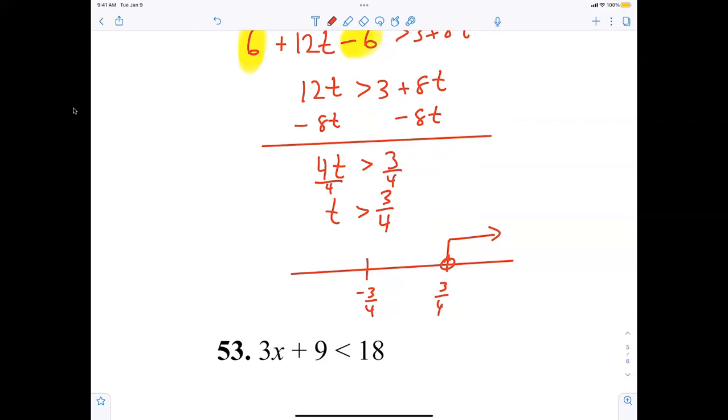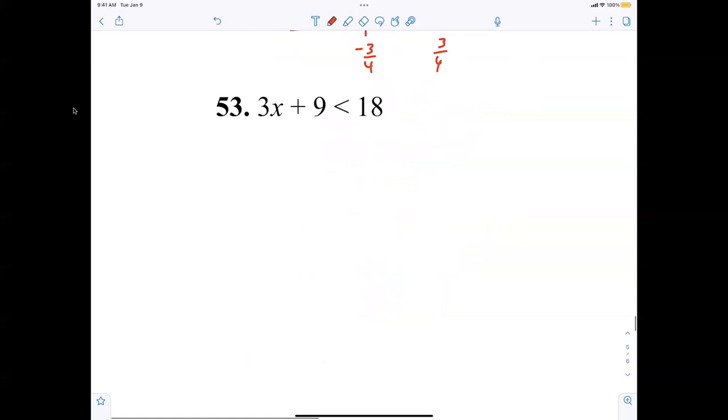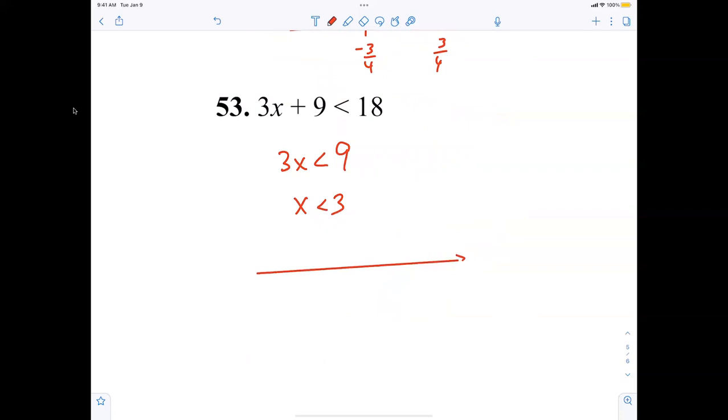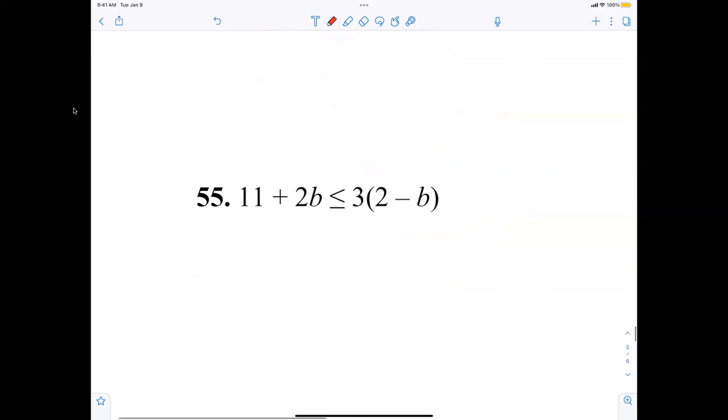Okay, Nora, 53. So you're gonna subtract 9 from 18. Good. You get 3x is less than 9. Divide 9 by 3, you get 3, so x is less than 3. And then you get the number line, with 3 and -3. By the 3, we make an open circle, and then it's going to the left. Very, very nice. Perfect.